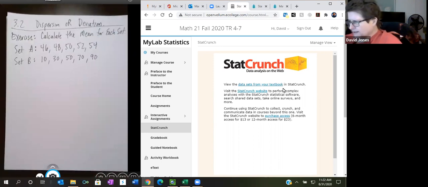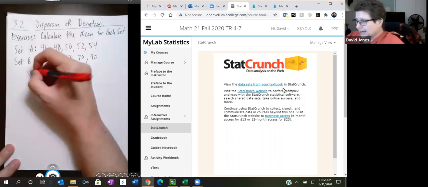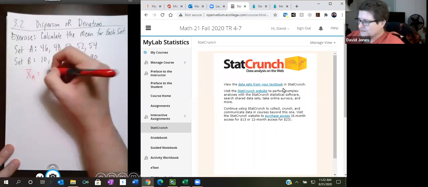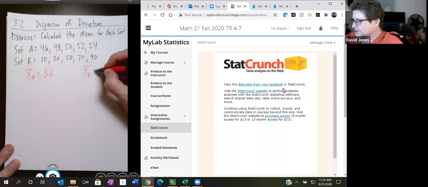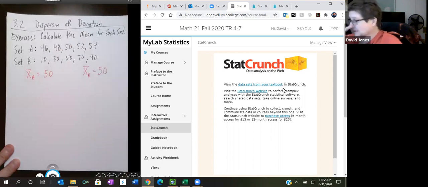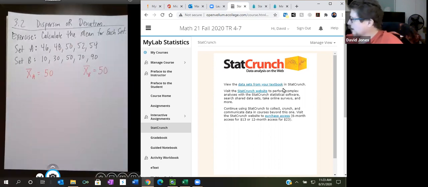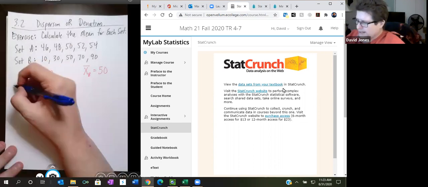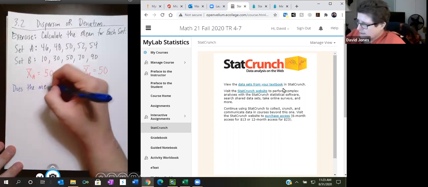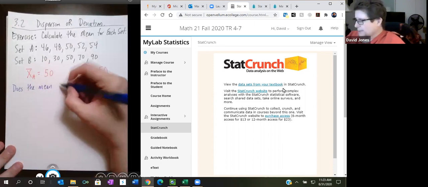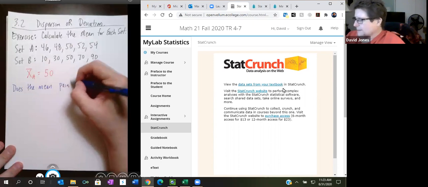Now, if you went ahead and paused it and worked it out, for set A, the X bar is 50. And the sample mean or X bar for set B is also 50. Okay? So does the mean paint the whole picture of the data set?